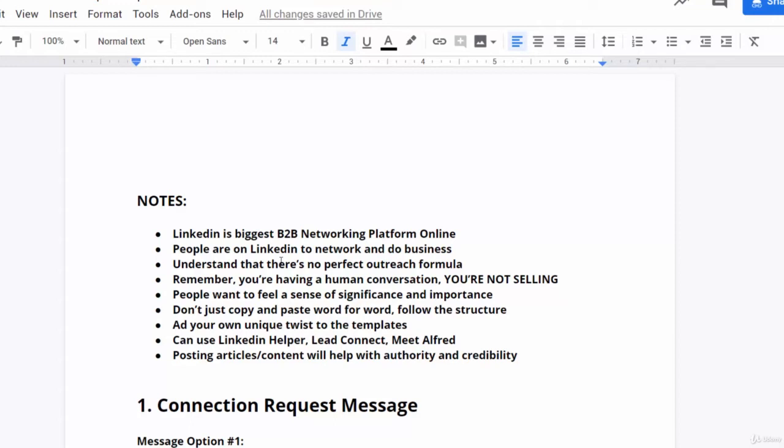And so there's automation tools you can use. There's Linked Helper, there's Lead Connect, there's Meet Alfred. They all work great. It's just a matter of which one you want to use.